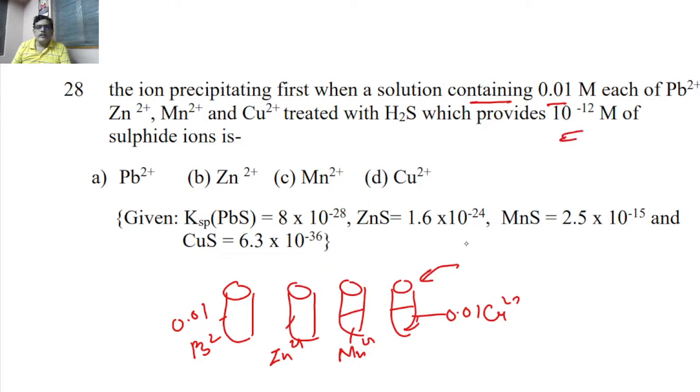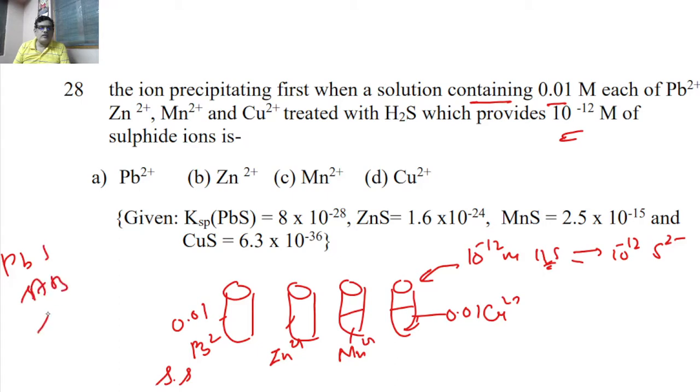Now you are going to add H2S that is going to produce 10 to the power of minus 12 molar sulfide ions. So for which you have to calculate the ionic product. It will be 0.01 into 10 to the power of minus 12, say, for lead sulfide. So they are of the AB type of salts, where S square is equal to Ksp. So here it will be 10 to the power of minus 14, here it will be 10 to the power of minus 14.